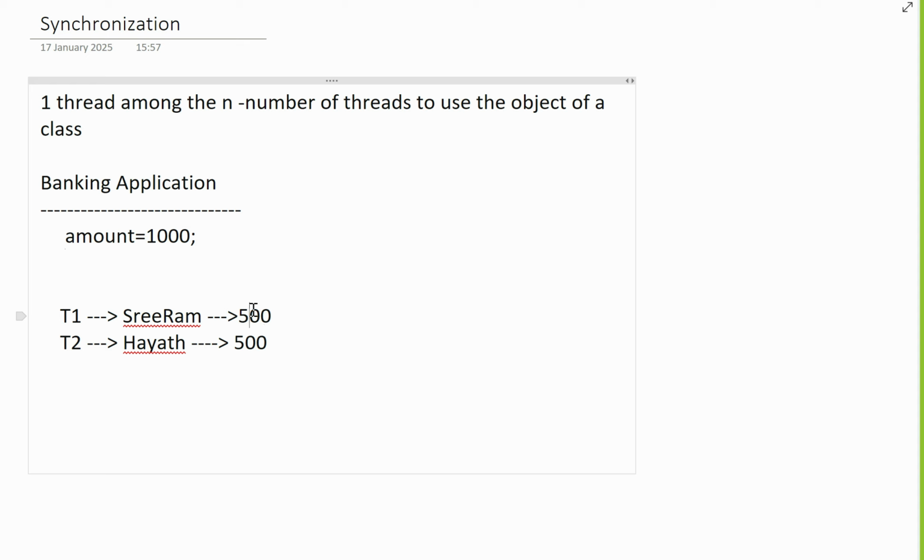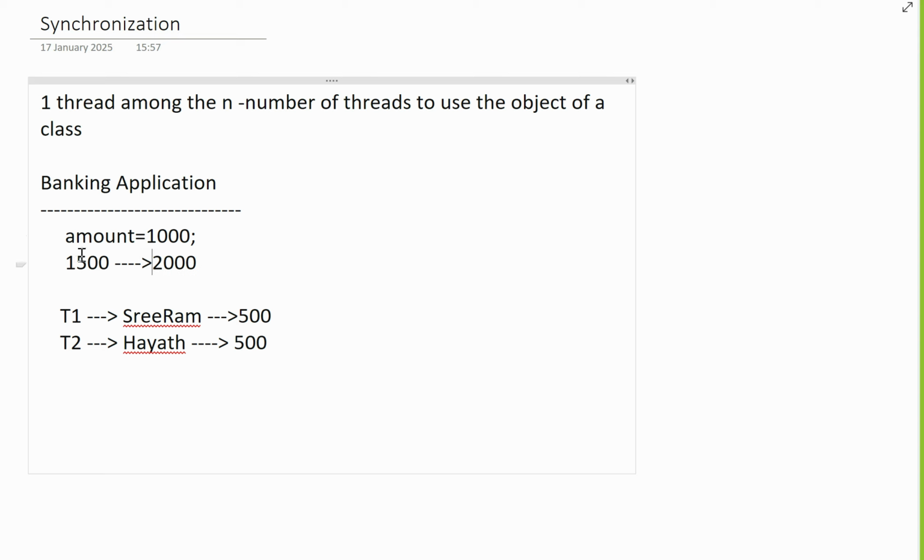T1, Sriram, is depositing 500 rupees into Benhur's account. At the same time, Hayat is also depositing 500 rupees to his account. If they are performing simultaneously, as the amount is 500 for both, it will add up to 1500 as the balance instead of 2000.